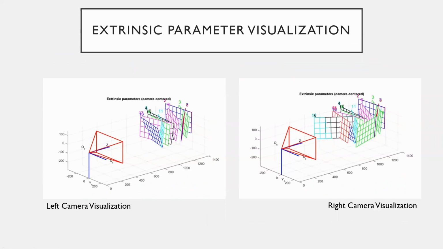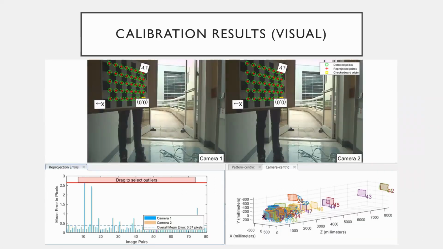This visualization is able to show extrinsic parameters and map out the cameras in relation to the checkerboards. This slide shows the results of our calibration with a camera-centric view of our extrinsic parameters. It also shows reprojection errors and labels outliers.